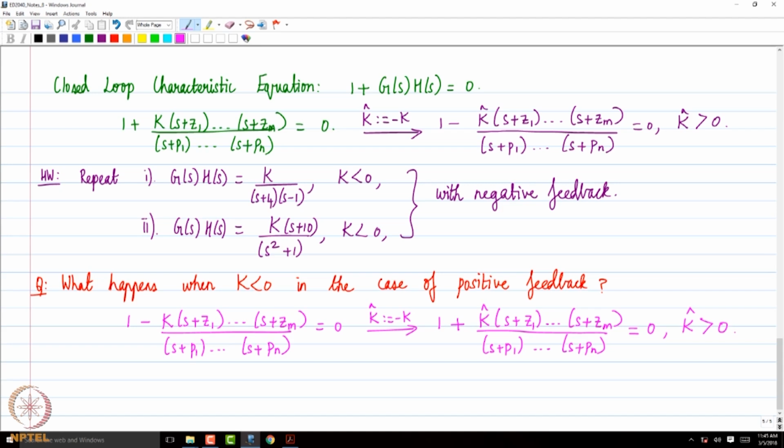So one can immediately observe that this is like a pseudo negative feedback system with a positive gain k hat. So you repeat the steps with the odd multiple of pi condition, what we learnt originally. Construct the root locus, find the values of k hat. Then in order to get the values of k, multiply by minus 1. Is it clear? So your homework is once again to repeat in this case.